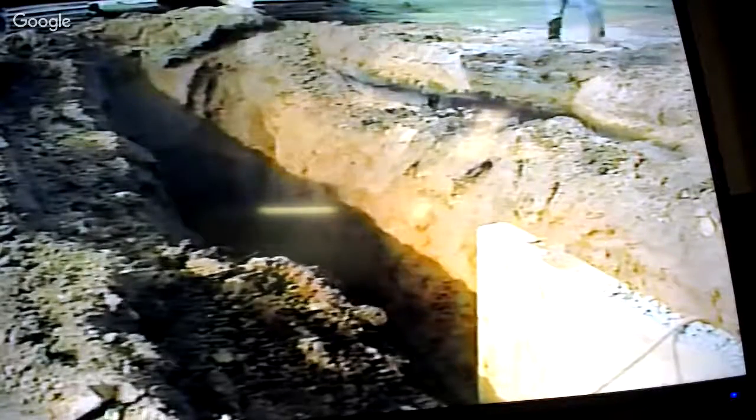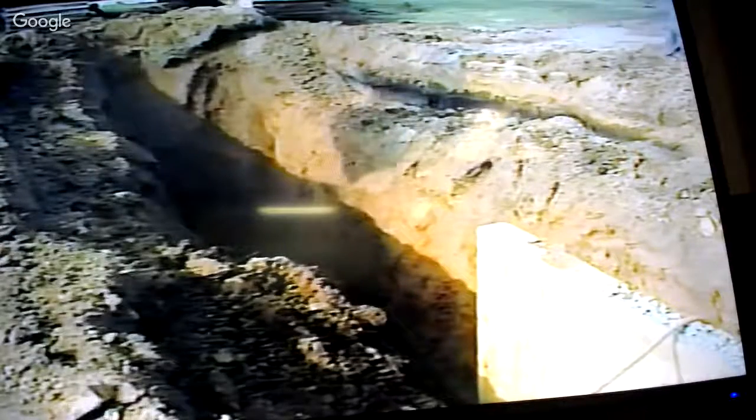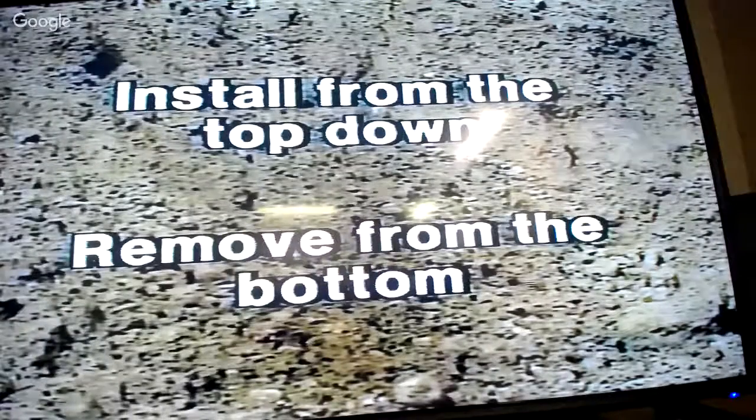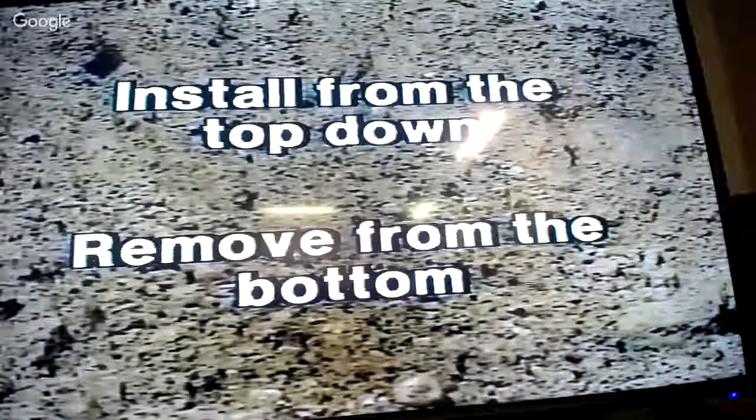An open trench with no support system in place is an invitation to disaster. When installing the shoring system, do so from the top down. Removal of the system should begin at the bottom. It's very important to remember when you're using shoring equipment or cave-in protection systems that there is a proper method for installation and removal. When you install shoring, it should be installed from the top down.